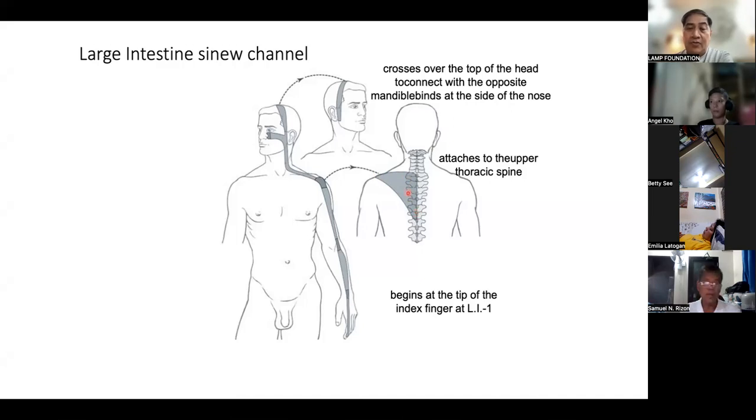The main channel proceeds from the top of the shoulder to the neck, where a branch separates and connects at the side of the nose. The main channel continues upward, anterior to the small intestine muscle channel, and then it crosses over the head, connecting at the mandible on the opposite side of the face. Can you see this? For LI, it is really the opposite side on the face. So what is the clinical importance of this one?